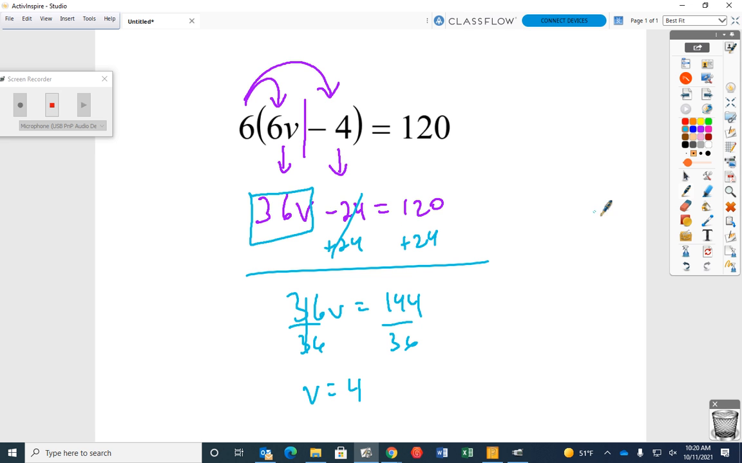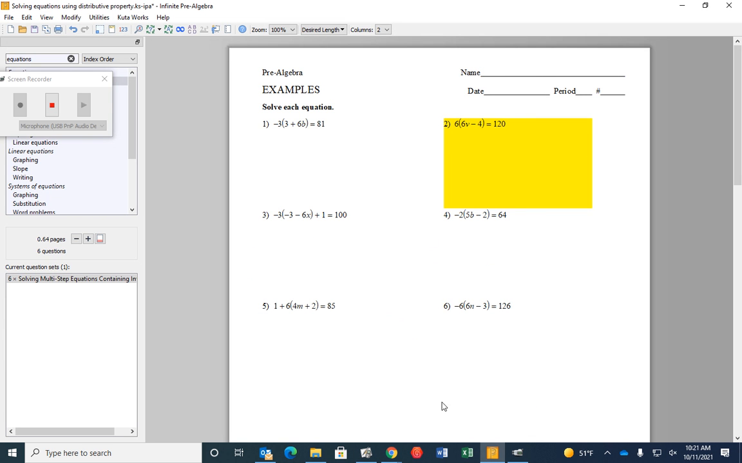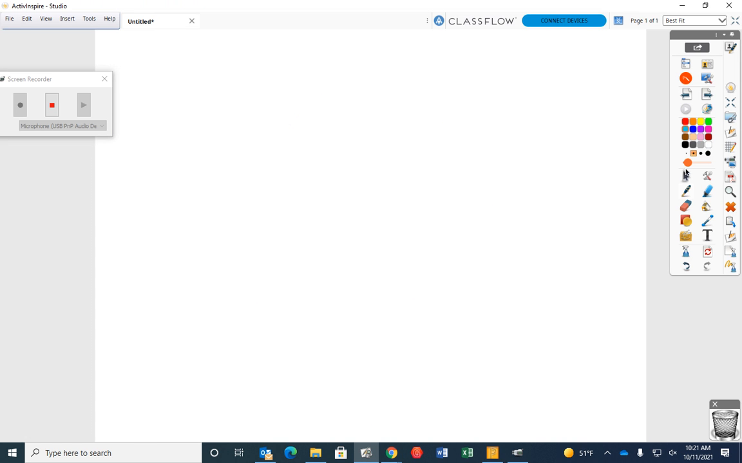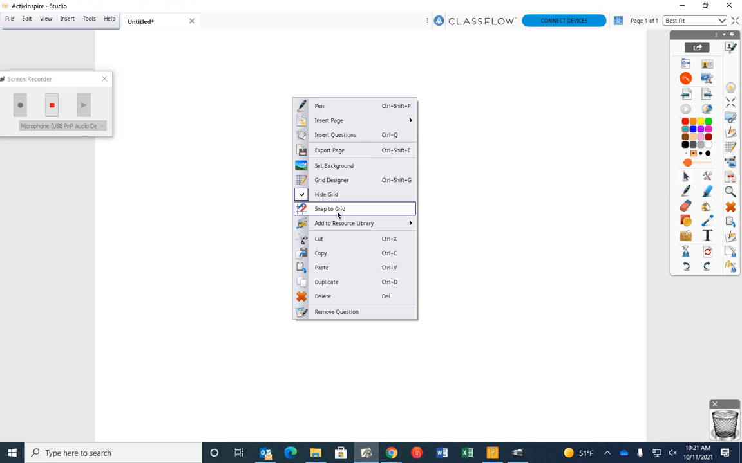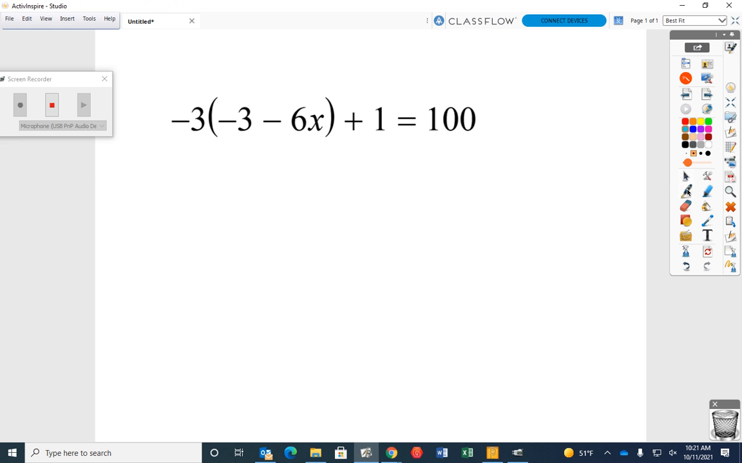There's only one other type you're going to see, and it has one additional step. So let's take a look at that one. Okay, we'll do this one. Somebody tell me what's different about this one? I've got one additional number. Do you think that's going to change anything on how we do this? We still are going to have to get rid of parentheses, right? So how am I going to get rid of those parentheses?